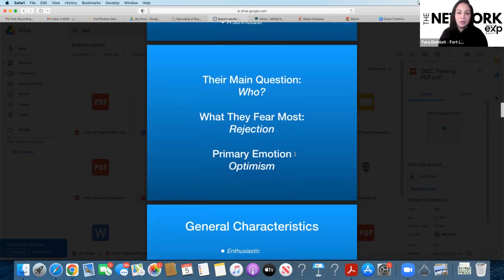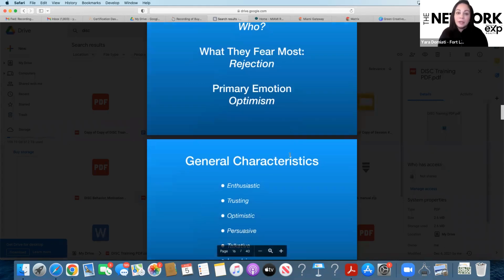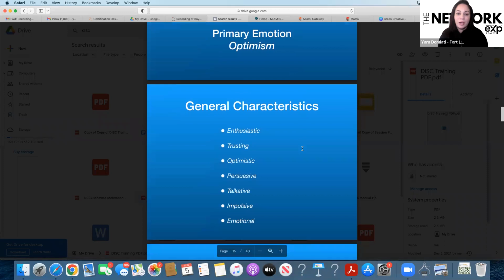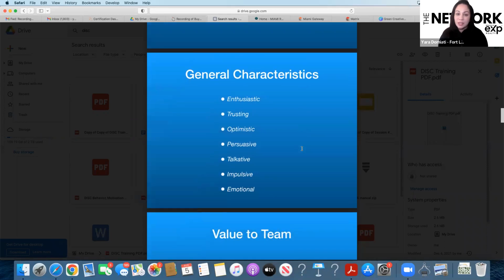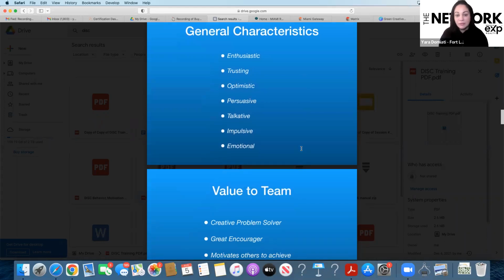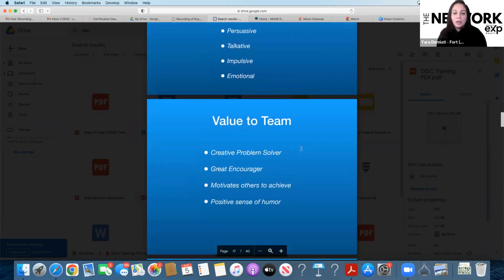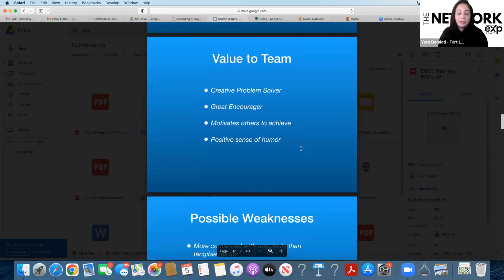Their main question is who, and what they fear the most is rejection. Their primary emotion is optimism. Their general characteristics: they're enthusiastic, trusting, optimistic, persuasive, talkative, impulsive, and emotional. The value that they bring to a team is they're creative problem solvers. They are great encouragers. They motivate others to achieve.